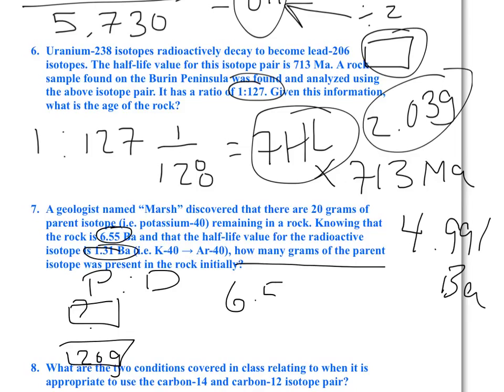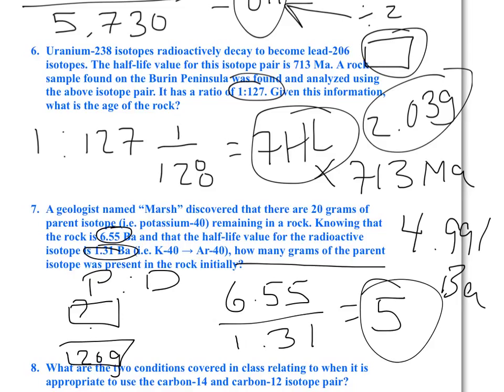So we're going to take the age of the rock, which is 6.55 billion. So it's a rock that's much older than Earth, so maybe it's a meteor that came from space. And we're going to divide it by the half-life value, which is 1.31. So we'll take 6.55, we'll divide that by 1.31, and we will determine that 5 half-lives occurred. So whatever this number was that we're trying to figure out, it got divided by 2 5 times to give us 20. So we're going to do the opposite, and we're going to multiply by 2 5 times.